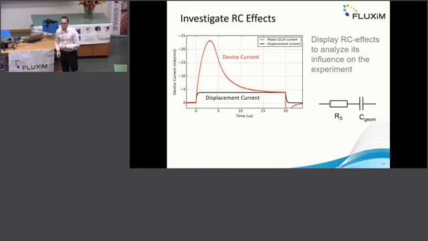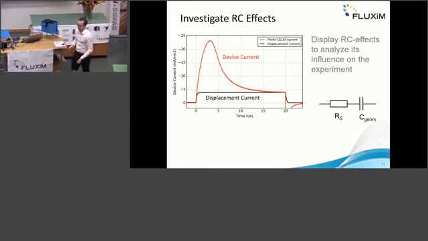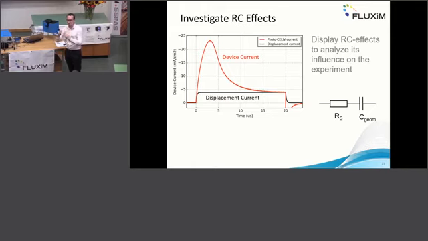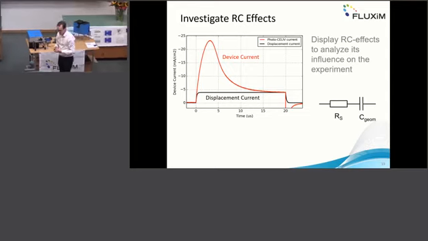For example, you can show RC effects. So you extract the R, so the series resistance, and the C, the capacitance. And then you can, for example, here in a CELIV curve, you can show the displacement current. So here, the red curve here, this is the measurement, and the black curve, this is the displacement current. So you can easily analyze what is displacement current. You can also subtract the displacement current from the current, so it helps you to analyze.